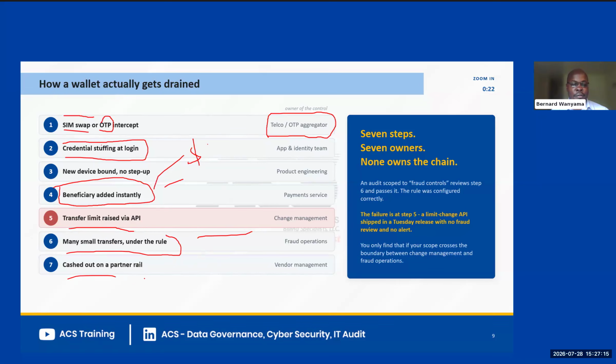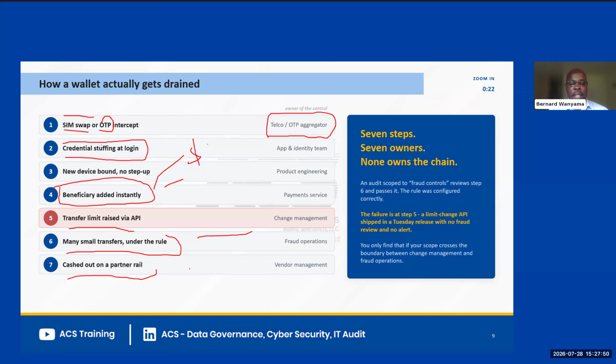Or you might have cash out on a partner rail where you have a trusted partner that you use for cashing out, and in that process there's a loophole that allows money to be drained from maybe your suspense account with them, or even a one-sided or one-legged account without reflecting on your main ledger. And so there's many types of financial fraud, but these things happen, and we have to be able to speak to them and understand the dynamics around them.